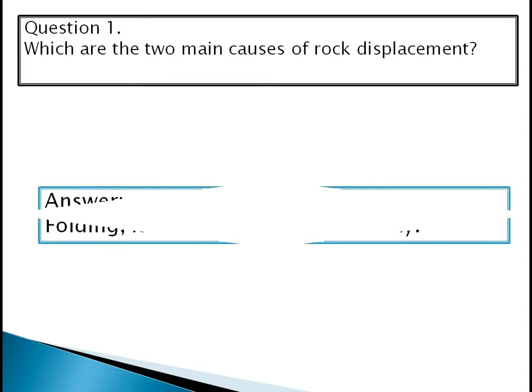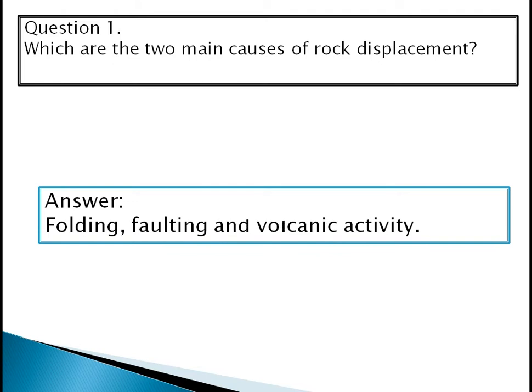Just for your knowledge, I am keeping this: folding, faulting and volcanic activity. This question is only the basic aim to make you realize the causes of rock displacement: folding, faulting and volcanic activity. These are the activities by which we give the theory of plate tectonic, which has been removed from the syllabus, but only for your knowledge purpose I am keeping this question. This is not going to be asked in the examination.